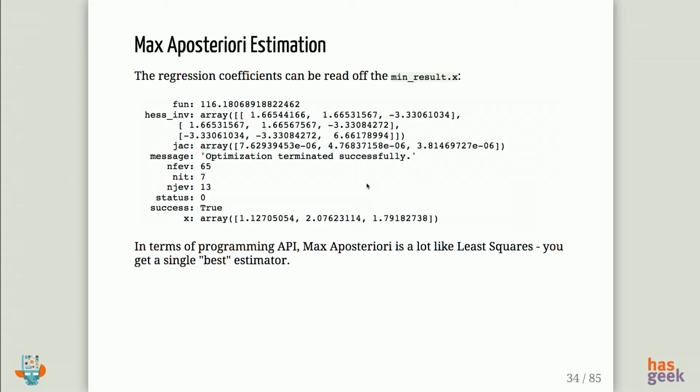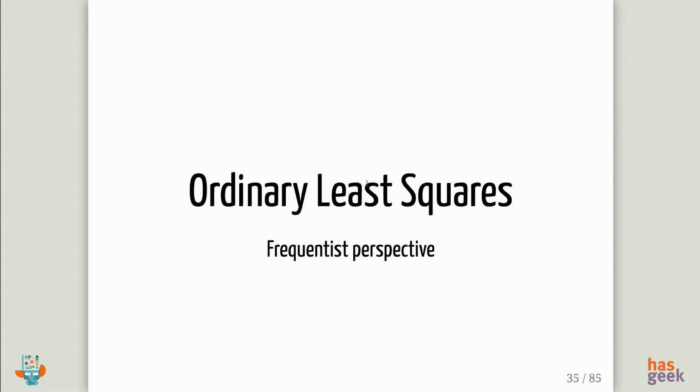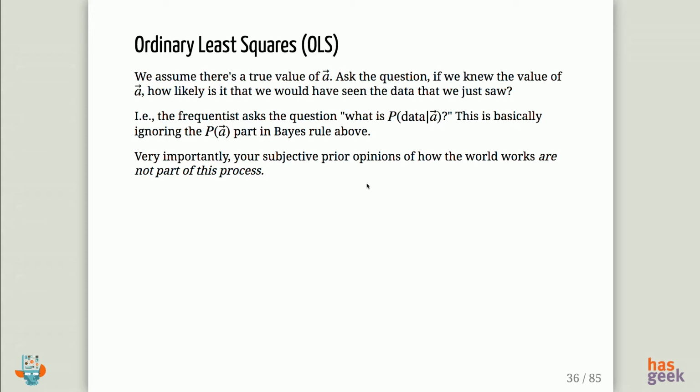So let's talk about ordinary least squares, which is the standard thing I think everyone in this room knows about. What ordinary least squares does is it takes Bayes' rule and it ignores the P of A term. It ignores the prior. So it's not technically correct from a Bayesian perspective, but the frequentists say that's okay, we want an objective, unbiased estimate.